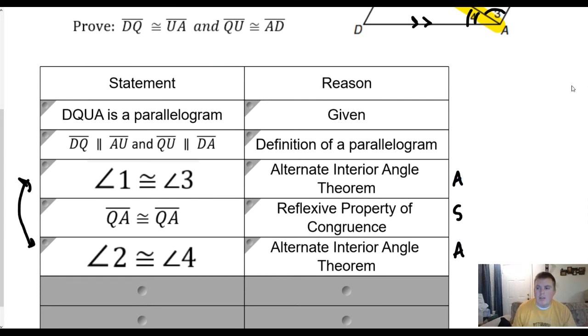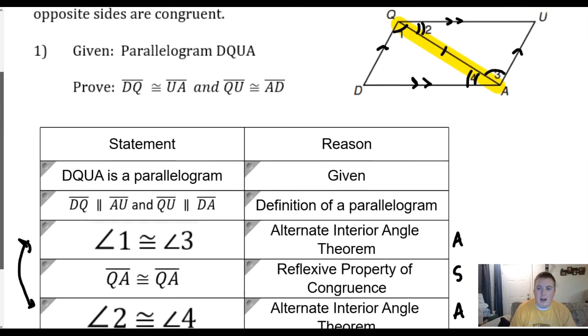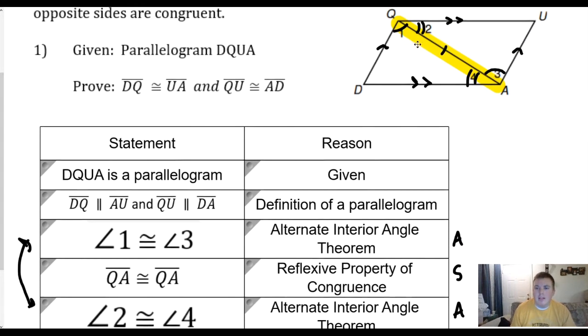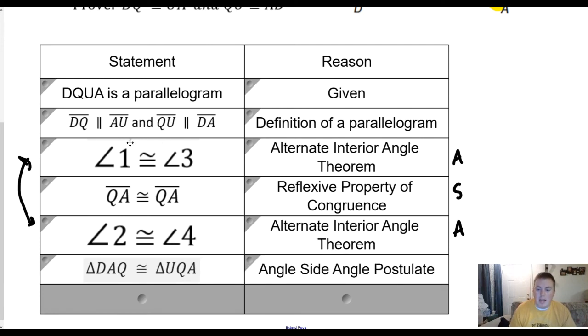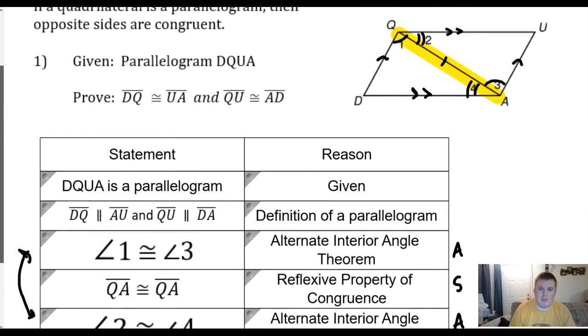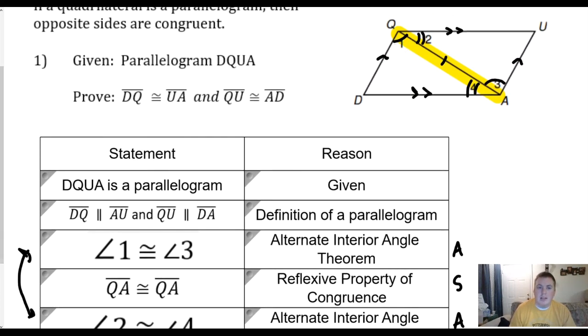And so by putting those together, if I look back at my diagram, I have a side that's included between two angles. So we can use the angle, side, angle to say that DAQ is congruent to UQA. And that's by the angle, side, angle postulate. And then my final statement is I'm looking at these little pieces. Since I know that these two triangles are congruent, that means these are going to be congruent and these are going to be congruent, which is my proof statement right here.